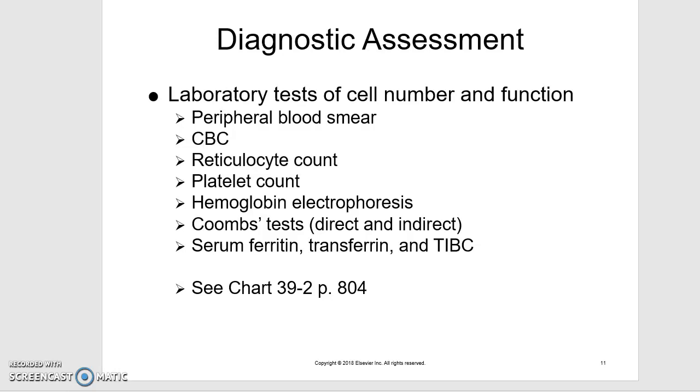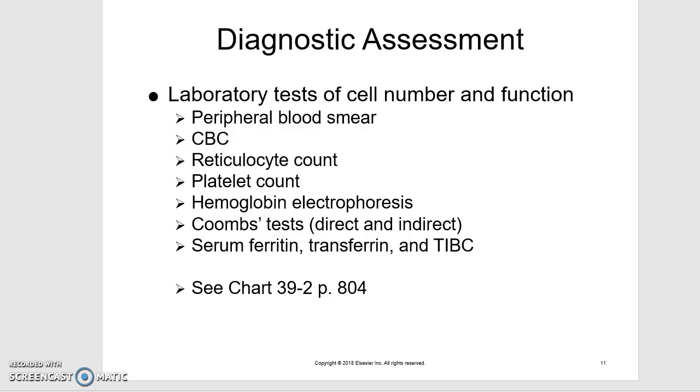And the serum ferritin test measures the amount of free iron present in plasma. Transferrin is a protein that transports dietary iron from the intestines to cell storages. Total iron binding capacity, or TIBC, increases when a patient is deficient in serum iron and stored iron levels.